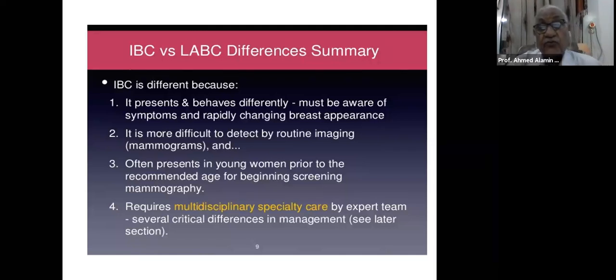It is more difficult to detect by routine imaging. It is often present in young women prior to the recommended age for beginning screening mammography. It requires multidisciplinary specialty care by experts. Mind you, although it occurs in the young, it can still occur in postmenopausal ladies.